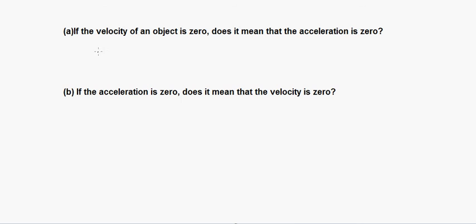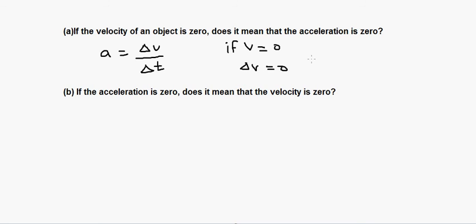Well, what is acceleration? Acceleration is change in velocity over change in time, right? Rate of change of velocity is acceleration. So change in velocity, delta v, over change in time, delta t. Now, if the velocity is 0, then the change in velocity is gonna be 0 as well, isn't it?